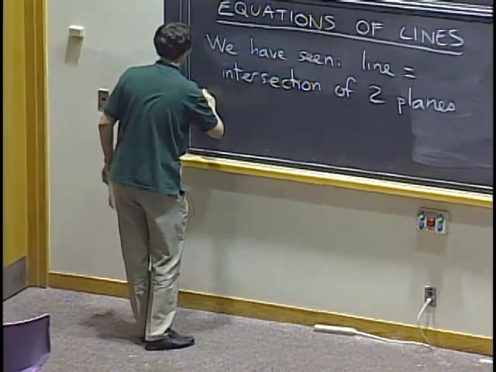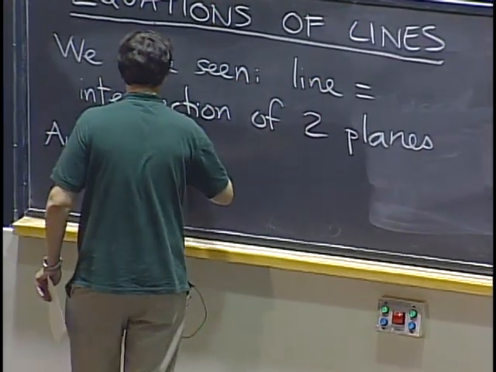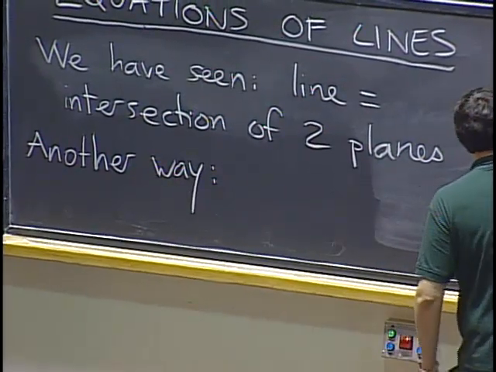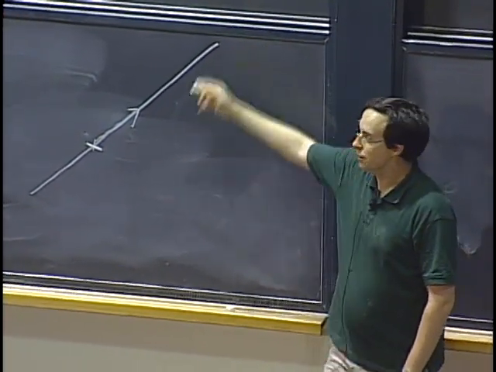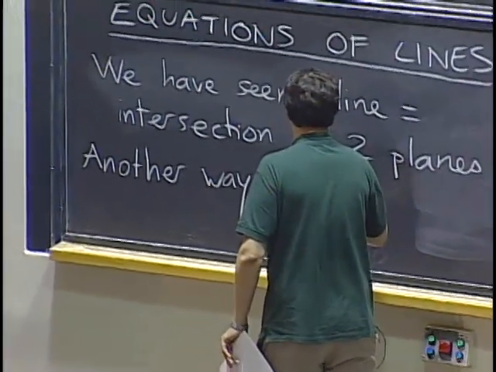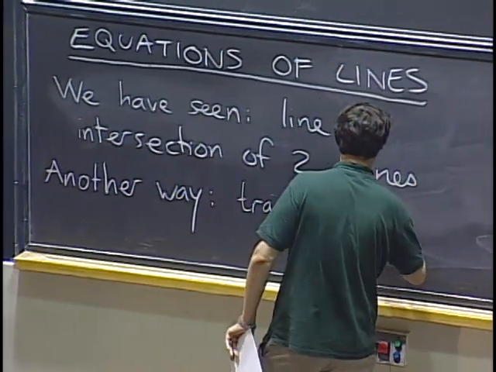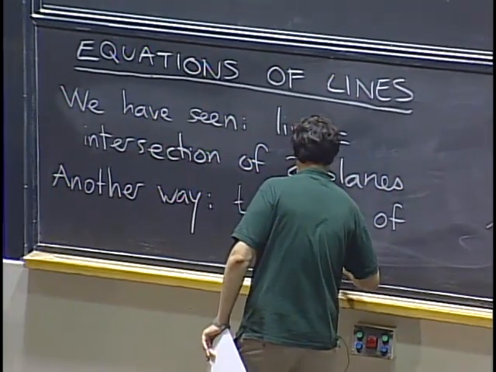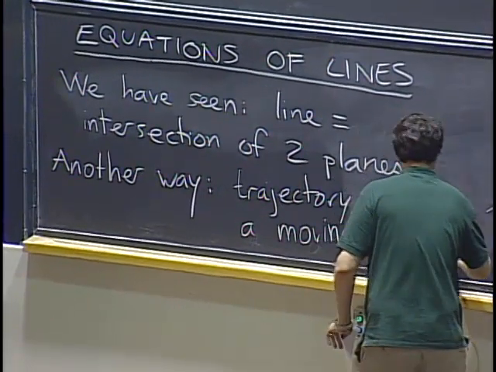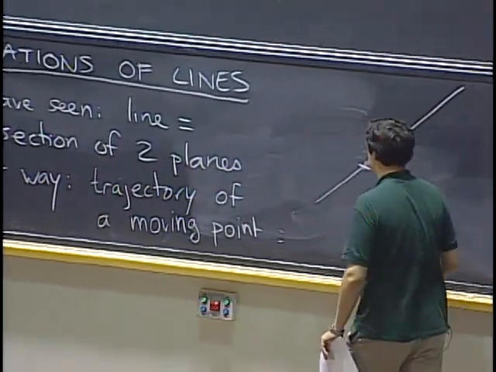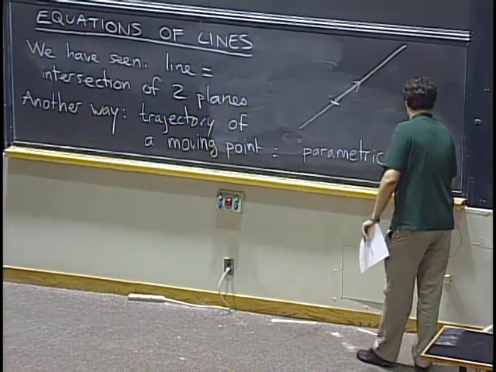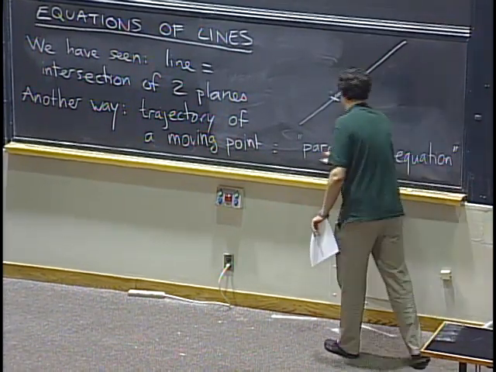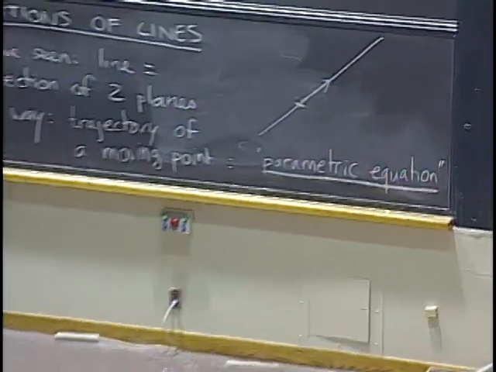So instead, there's another representation of a line. If you have a line in space, you can imagine that you have a point on it, and that point is moving in time, and the line is the trajectory of the point as time varies. So think of a line as the trajectory of a moving point. And when we think of the trajectory of a moving point, that's called a parametric equation. So we're going to learn about parametric equations of lines.